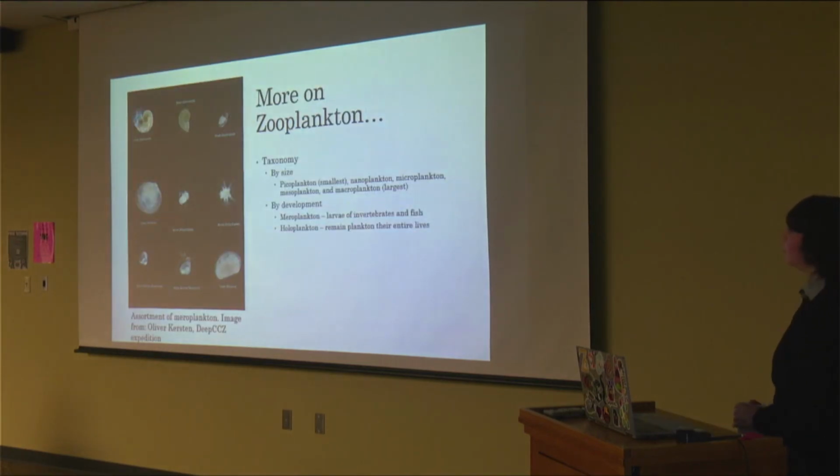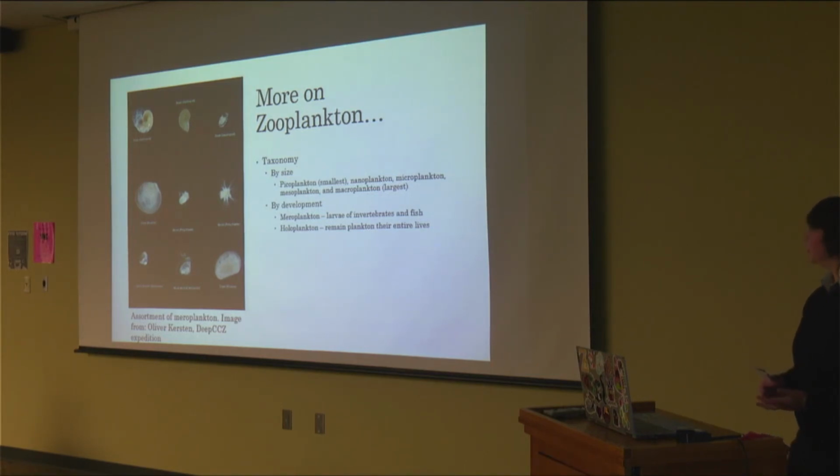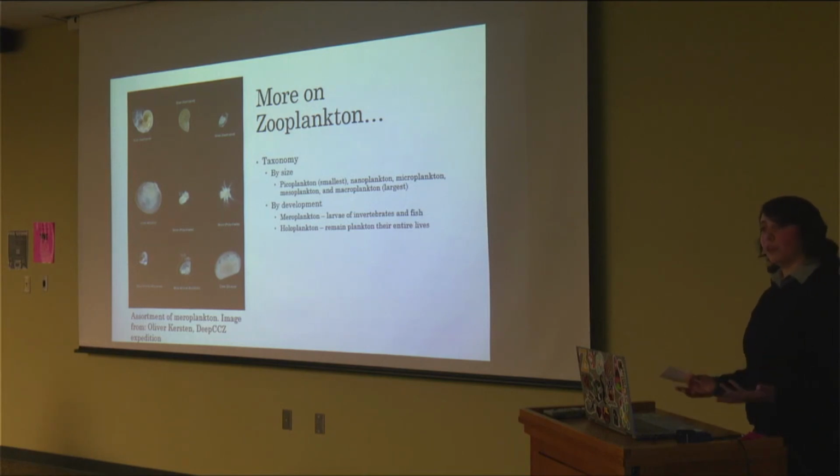So a little bit more on zooplankton. We can also separate them by size. Picoplankton would be the smallest, followed by nanoplankton, microplankton, mesoplankton, and macroplankton being our largest. We can also separate them by development. Meroplankton are just the larvae of fish and invertebrates. They're going to eventually grow large enough to swim against these currents. And holoplankton will remain plankton their entire lives. They will always be carried along by that current.